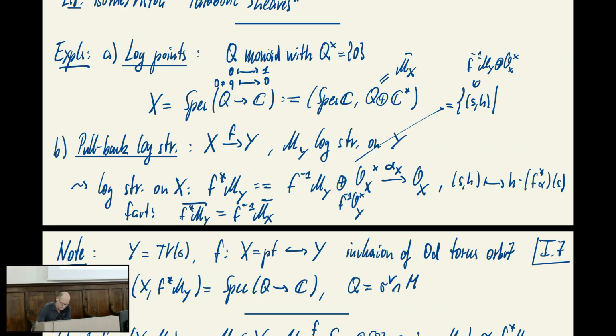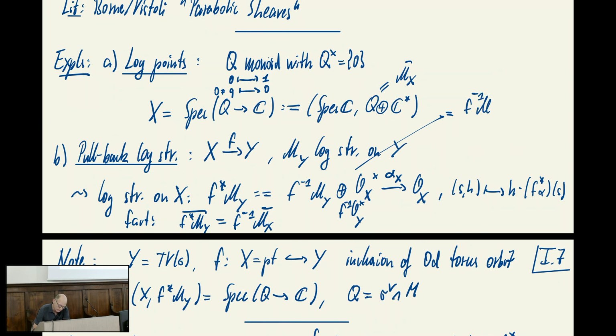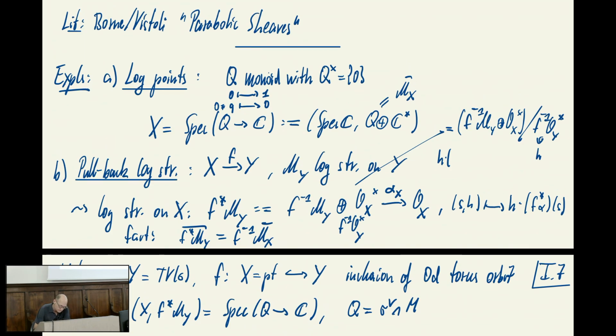What am I doing? Sorry, this is not what I want to write. It's f inverse M_Y direct sum O_X cross, and then you divide out f inverse of O_Y star, where the action is: h is bad, right? Let me call it g. g times (s, h) is (g s, g inverse h). Does this help? And this is a pushout in the category of monoid sheaves.